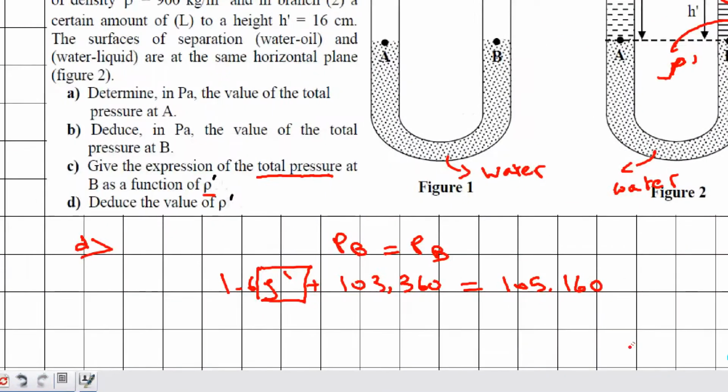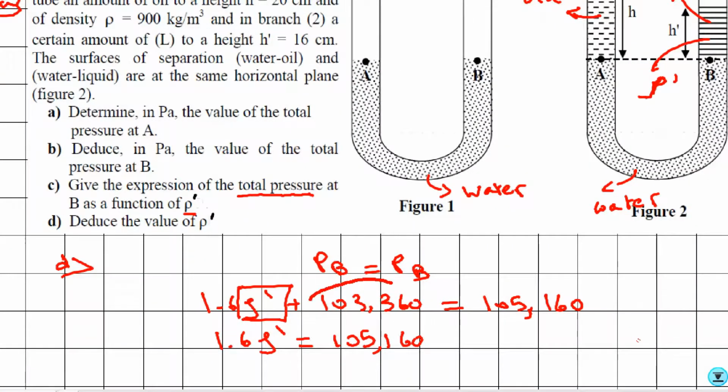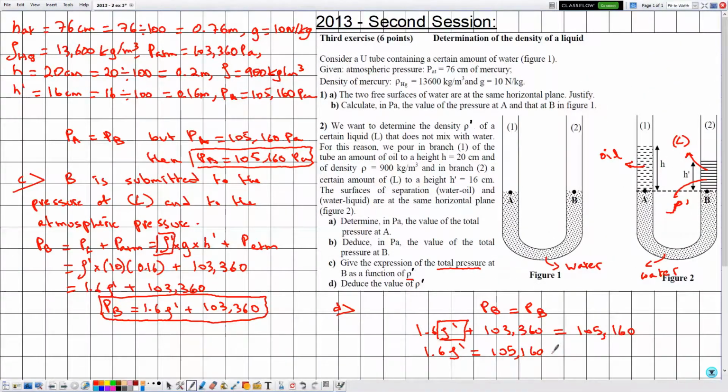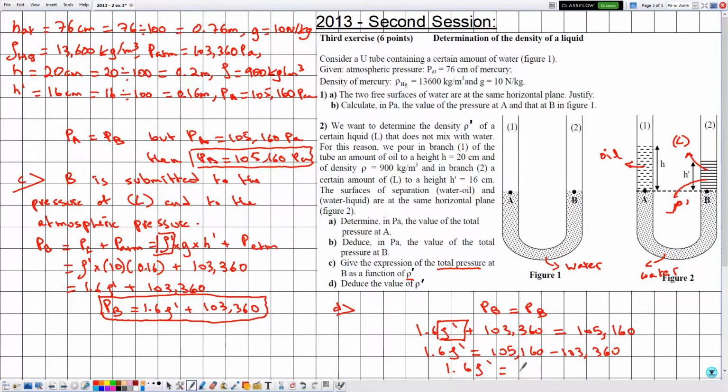So what's the type of this equation? This is a linear equation with one unknown. The unknown is rho prime. So how do you solve this equation? We put rho prime on one side and all the other numbers on the other side. So 1.6 rho prime is equal to 105,160. Now dragging this number to the right hand side, it will gain a minus sign. So it is minus 103,360. So 1.6 rho prime is equal to, now plugging this on the calculator, the value of 1.6 rho prime is given by 1800.